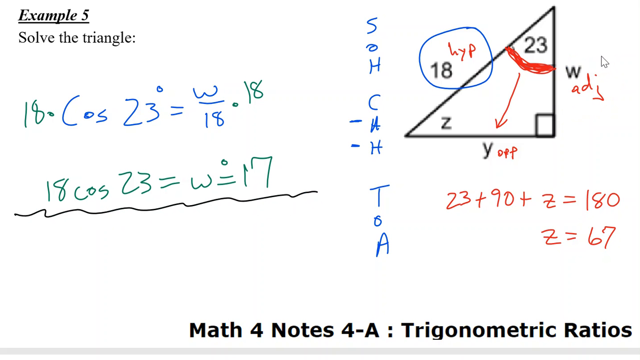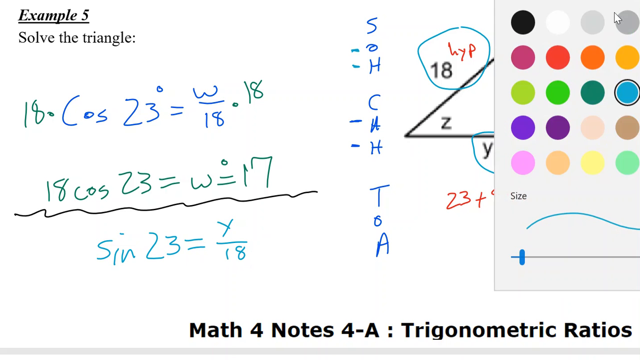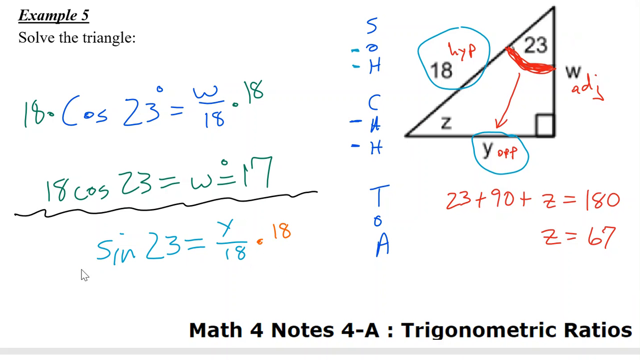And so now that we've done this, we can back up and look in the other direction and say, who are my players now for y? Y I need to solve for, and the 18 is still going to be a player. That's hypotenuse and opposite. Who uses hypotenuse and opposite? That would be these two. This is going to be a sine problem. Sine 23. And Sohcahtoa tells me opposite on top, hypotenuse on the bottom, y on top, 18 on the bottom. So I'm going to multiply both sides by 18.